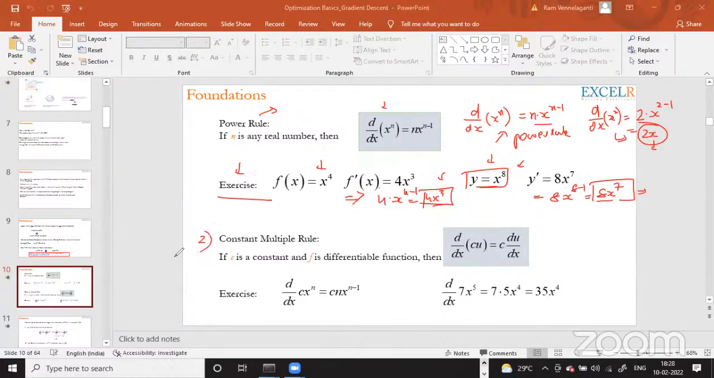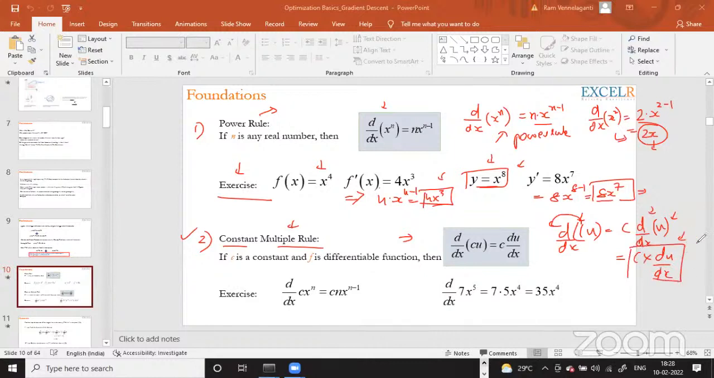What is another important formula you can remember? It is called the constant multiple rule for us. One is power rule, another is constant multiple rule. So how is your constant multiple rule going to work? d by dx of cu, where c is constant. You can take the c outside of your derivative, and simply take the derivative of u. So you can write this as c into du by dx. This is called the constant multiple rule for us.